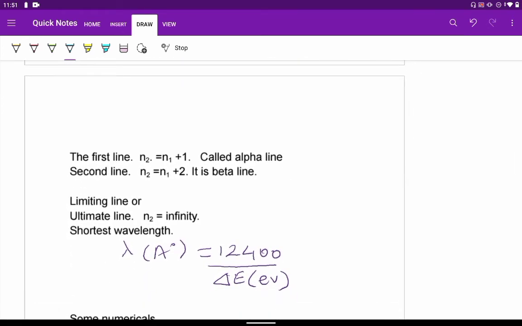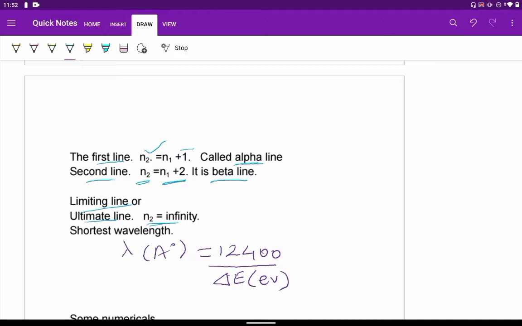When we get the first line, at that time n2 value is n1 plus 1, that is the lower energy level plus 1. If this is the case for n2, then it is called the alpha line. This is the first line. Second line is called the beta line. In this case, the higher energy level can be given as n1 plus 2. The limiting line or the ultimate line is obtained when n2 is infinity, that is the higher level is infinity.